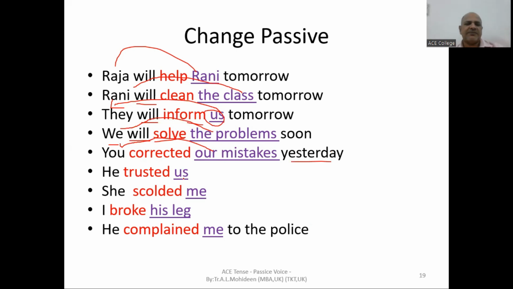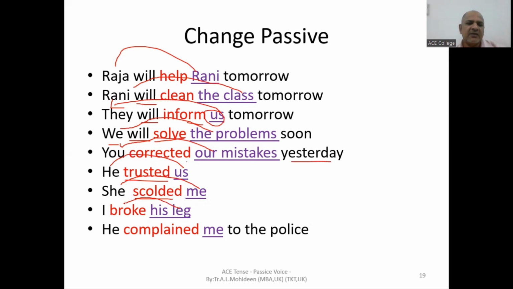Then here us, you're changing to we. He trusted us. So you have to put we. We is plural. Then trusted, past tense. So are into were. We have to put now: we were trusted by him. Now me, you have to change into I. It's called, past tense. So I is singular. So you have to put I was. I was called by her.